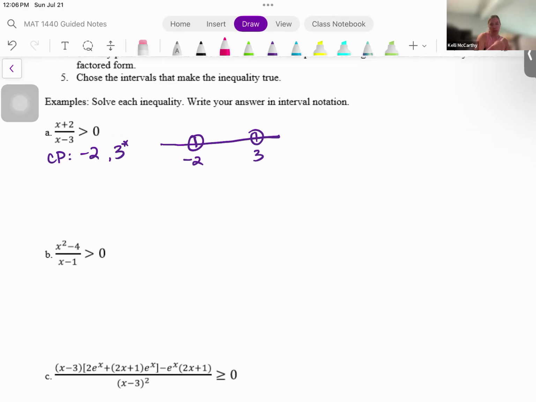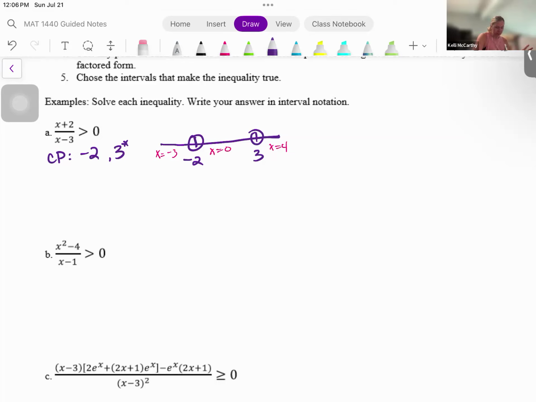Choosing test points, we want to pick those easy values. So a value less than -2, we're going to plug x equals -3 in. Between -2 and 3, let's choose x equals 0. And greater than 3, we'll choose x equals 4. These are just samples, trying to pick some easy values. You could pick others if you wanted to.